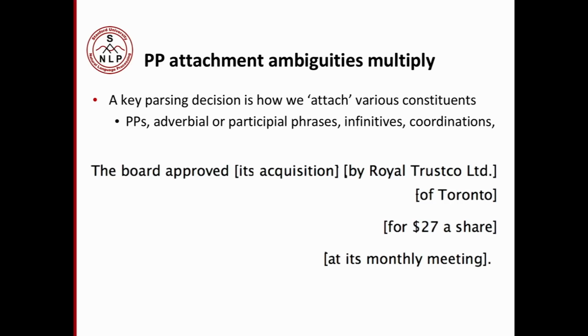This isn't as fun an example, but it's a real example of a sentence from the Wall Street Journal. The board approved its acquisition by Royal Trust Co. Limited of Toronto for $27 a share at its monthly meeting. Boring sentence. But what is the structure of this sentence?